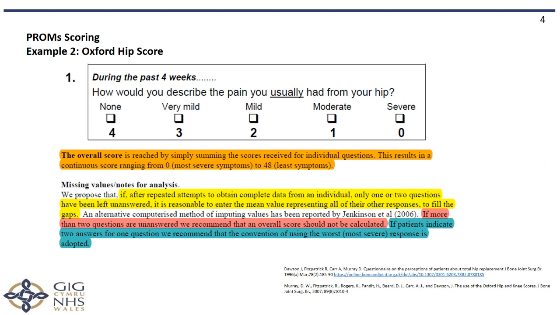And sometimes the information on how to deal with missing data can be hidden away in the document, maybe on a different page. So it's always worth a thorough look through the scoring document before we jump in and start scoring the PROMs. So the next slide, please.